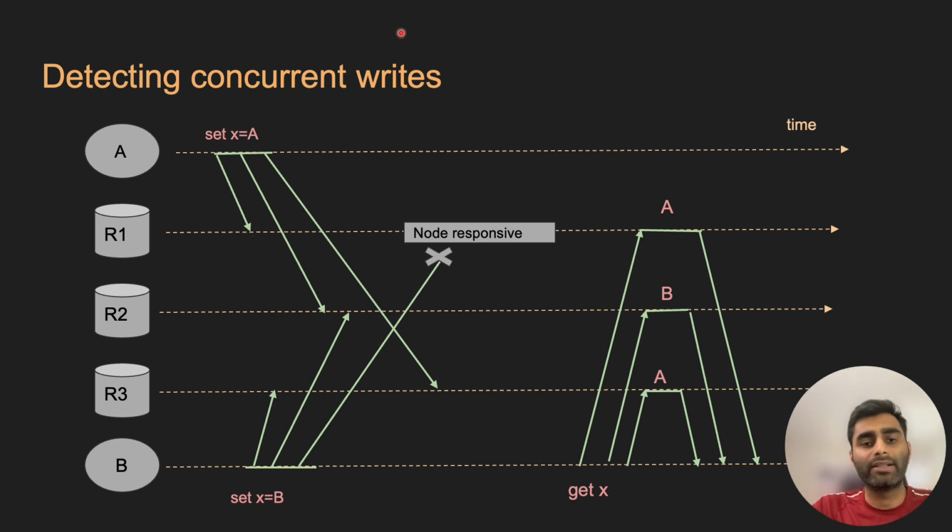Now if each node simply overrode the value for a key whenever it received a write request from the client, then the nodes will become permanently inconsistent as shown in the final get request that is made. So node 2 thinks that the final value of X is B, whereas node 1 and node 3 think that the final value of X should be A. In order to become eventually consistent, all these 3 replicas should converge toward the same value.